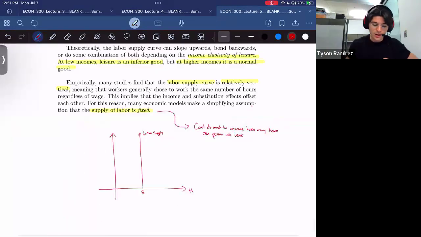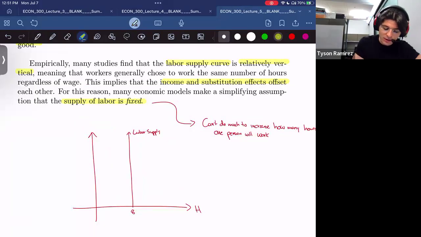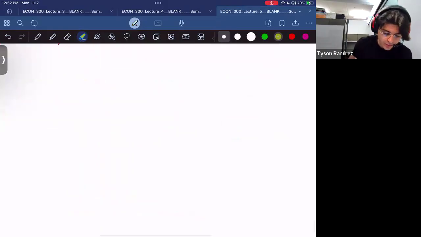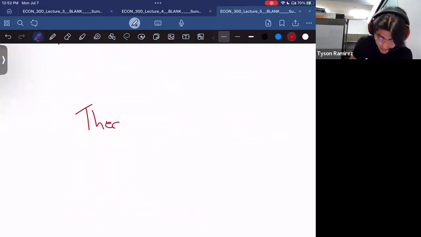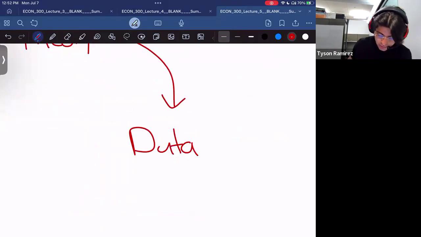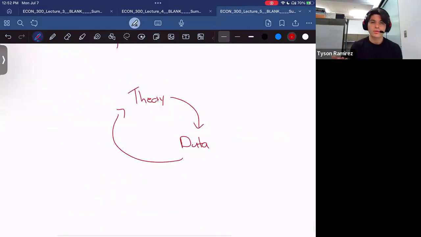With this data, this would imply that the income and substitution effects offset each other. One might be negative, one might be positive, and they more or less cancel out. But this is one of the things that this micro theory, once we go out and estimate it in the real world, better informs our model. So we go from theory to data, back to theory. This is how we get better models.